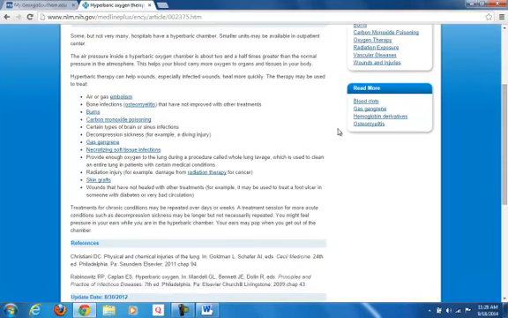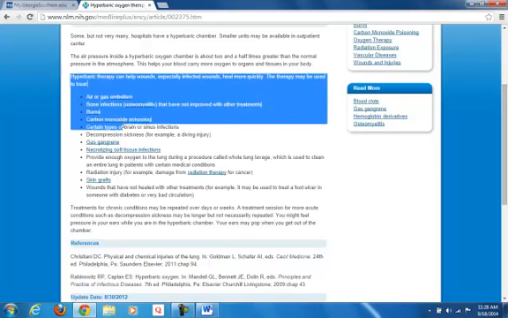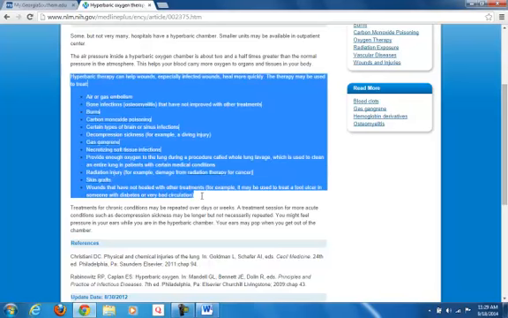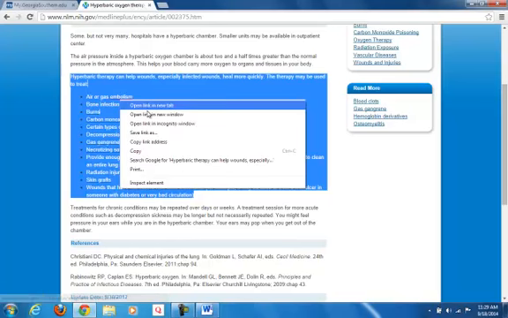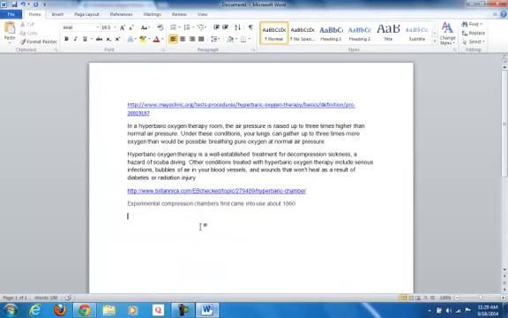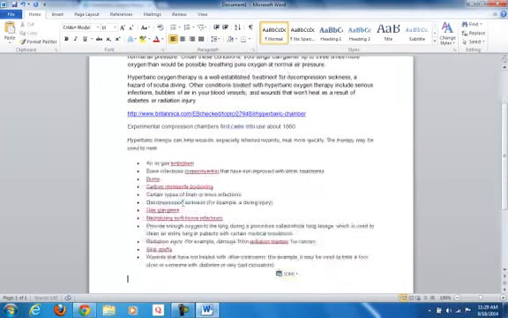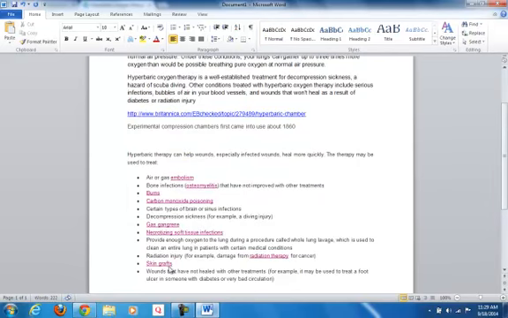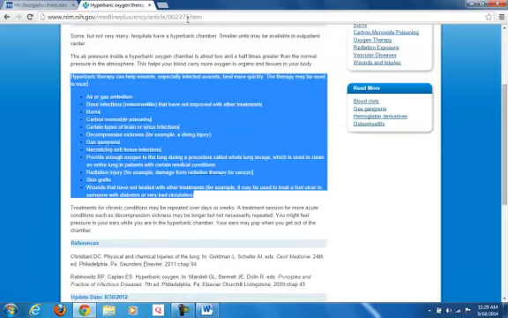So I like that it gives a specific list of what wounds it can help with. So I'm going to copy that, go back into Word, paste it in, and then make sure I put my address with it so I can keep straight where I got what from where.